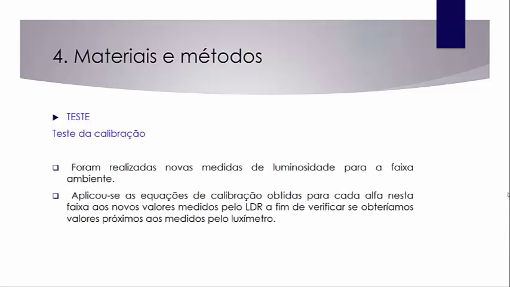On the calibration test, new brightness measurements were made for the ambient light range. The calibration equations obtained for each alpha in this brightness range were applied to new values measured by the LDR to test if the calculated illuminance would get close to the signal measured by the light meter.